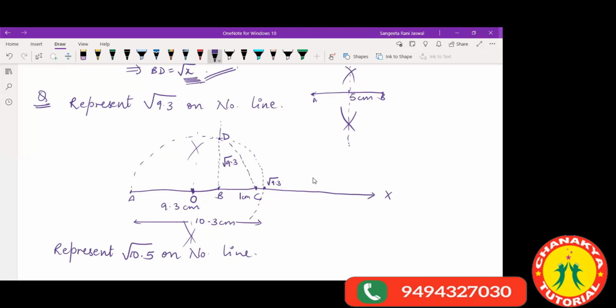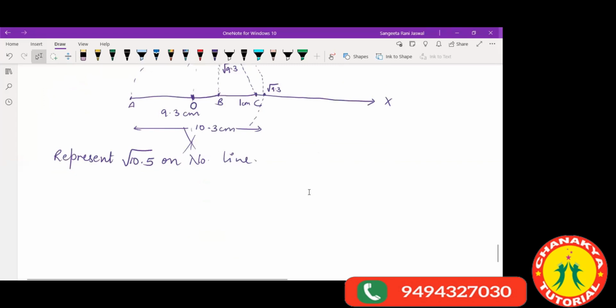And with BD as the radius, make a big arc which intersects the x-axis. So that distance will be your root over 10.5. Please do it. Quickly do it.